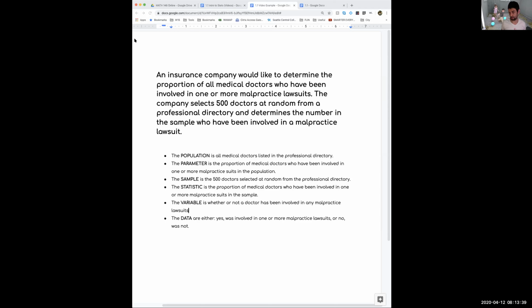So the variable. The variable is a concept. It is the thing that changes for each member of our population, and here the variable is whether or not a doctor has been involved in any malpractice lawsuits. And the data are the yes or no answers from each doctor, right? So it's our response to that, or it's the results of sampling, right? The data are the result of sampling, and it's the answer to whatever that variable is. Okay, so that's our population, parameter, sample, statistic, variable, and data.